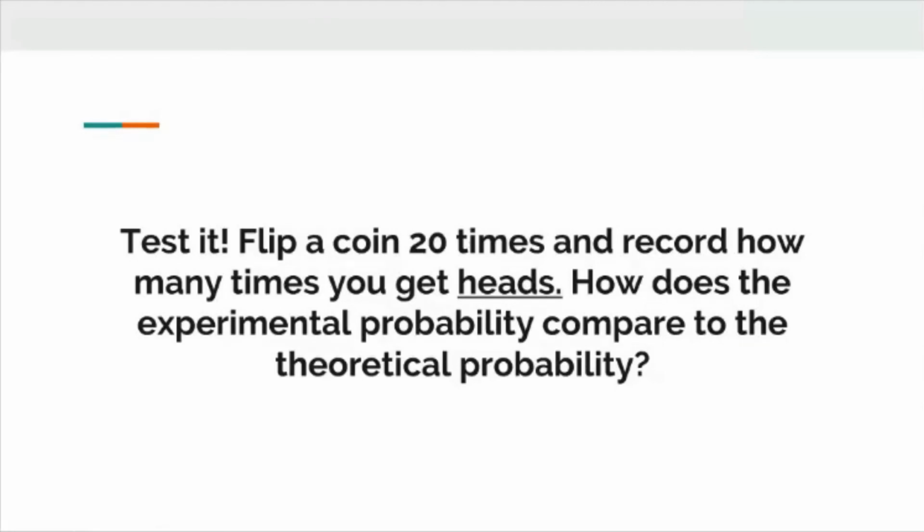All right, now it's your turn. I want you at home to flip a coin 20 times and record how many times you get heads. And in the Google Classroom, for the question for this video, I want you to tell me, how does your experimental probability of getting heads compare to your theoretical probability for getting heads? Remember, experimental is how you test it. Theoretical is your hypothesis or what you expected to have happen. Can't wait to see your responses.